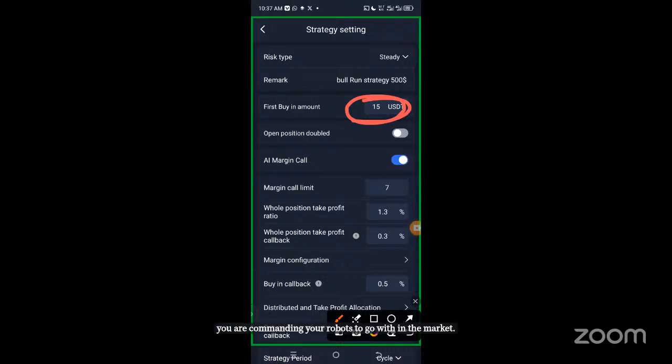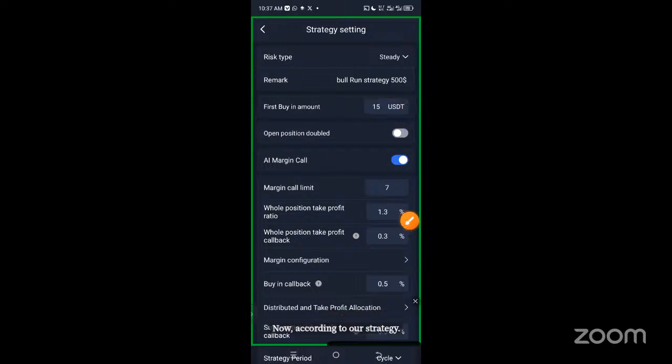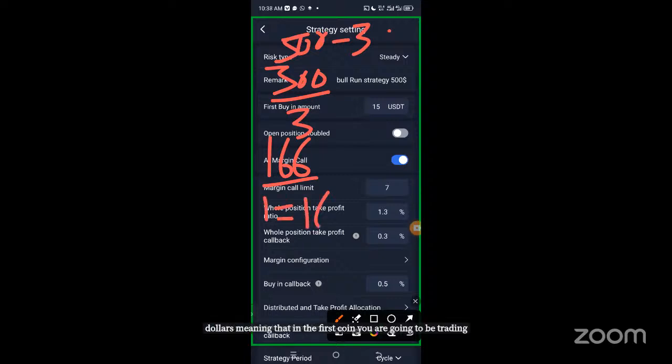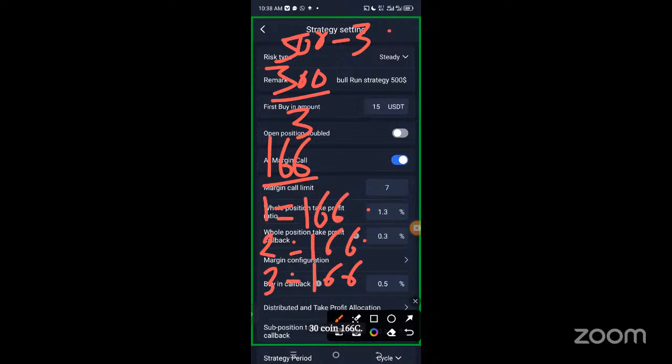Now, according to our strategy, we said $500. You are trading 3 coins. Get 500, divide it by 3. It is giving you $166. Meaning that in the first coin you are going to be trading, you will invest $166. Second coin, $166. Third coin, $166.